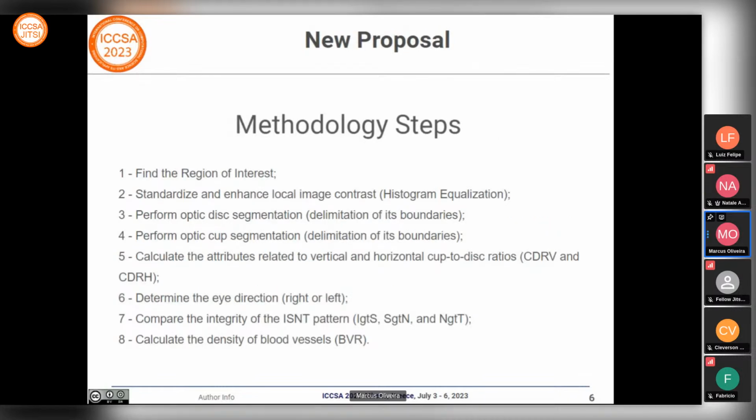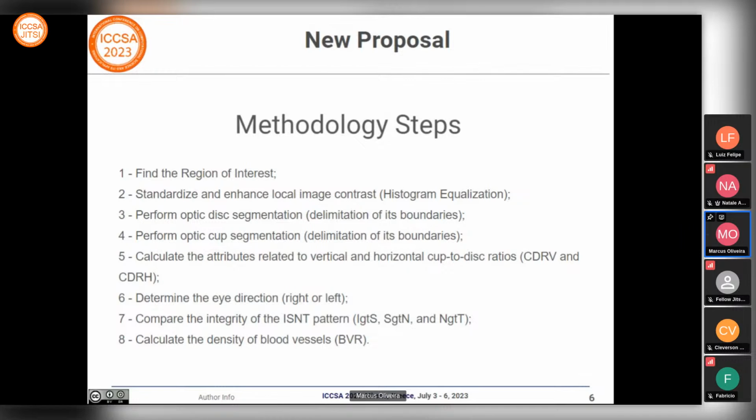The new proposal is based on traditional image processing techniques and goes through the following steps. 1. Find the region of interest. 2. Standardize and enhance local image contrast. 3. Perform optic disk segmentation. 4. Perform optic cup segmentation. Actually, the segmentation process is a limitation, because we don't separate the parts of the images, just delimiting their boundaries.